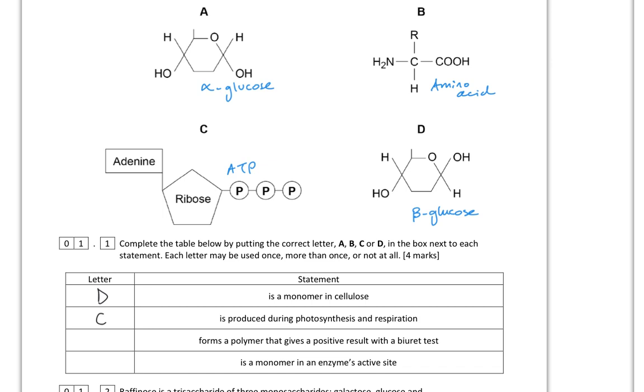Forms a polymer that gives a positive result with a biuret test. Well, that's the test for protein. Therefore, it must be B, because that's the amino acid. It's the only one that's got those groups that react with the biuret test. And is a monomer of an enzyme's active site. Enzymes are proteins, so it's B again. Again, should have been an easy start.